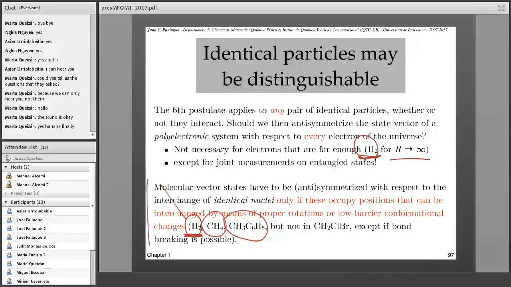Same for this, methylbenzene or toluene, I think. No. Yes, I think so. My organic chemistry is very rusty.